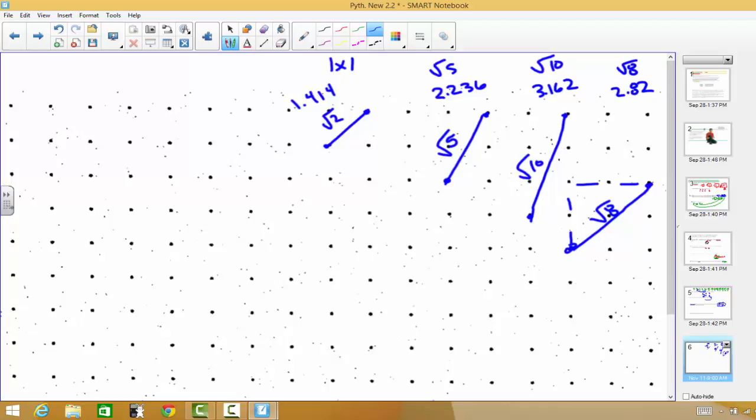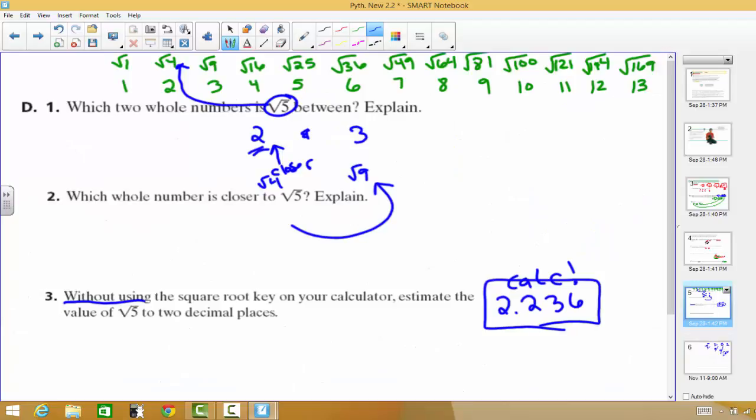Okay, we can also look right here and see that square root of 8 is going to be super close to 3, which is what we got, 2.82. And square root of 10 is also super close to 3, which is what we got, 3.16. Okay.